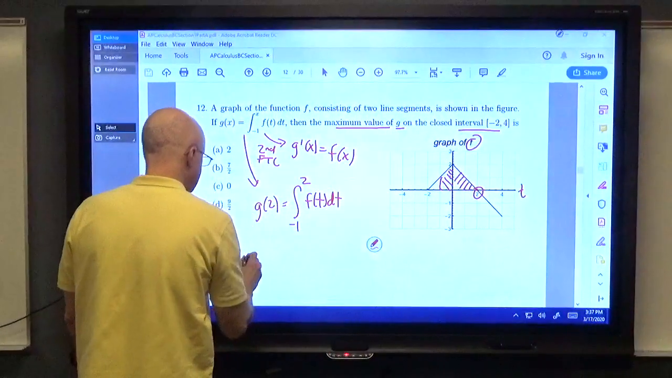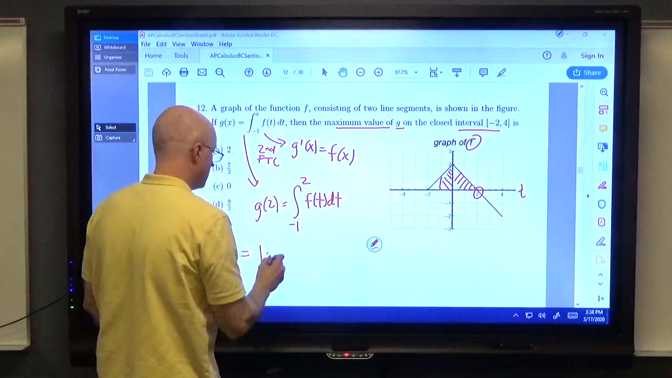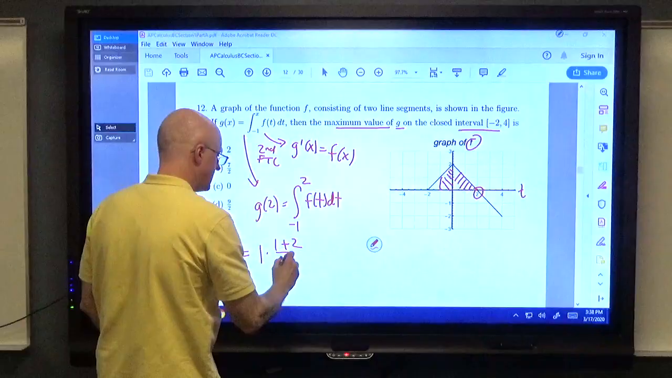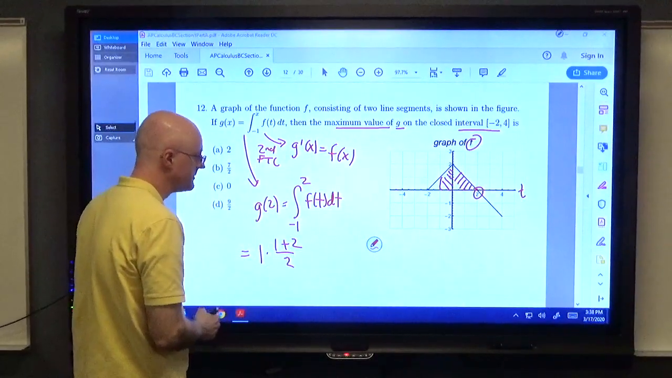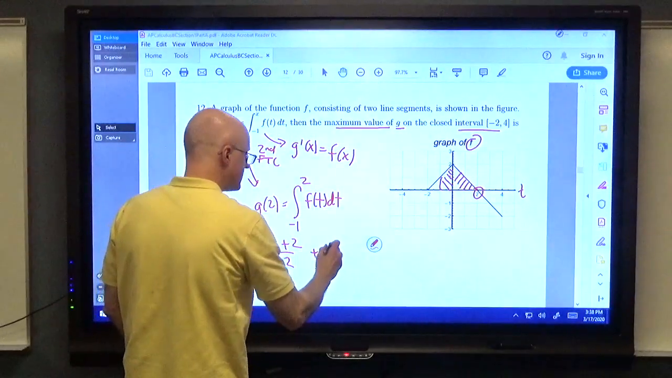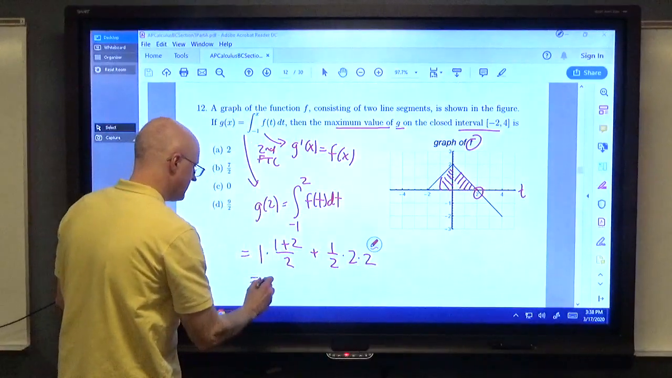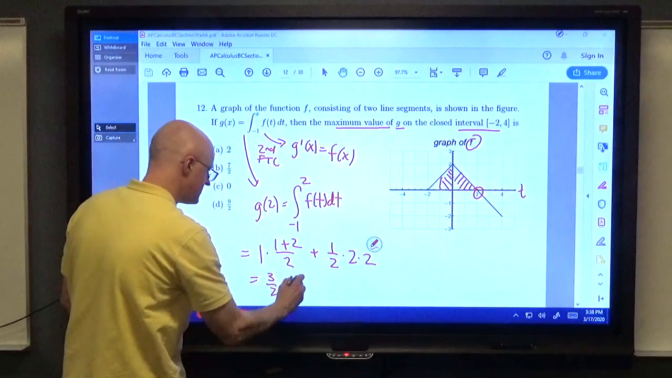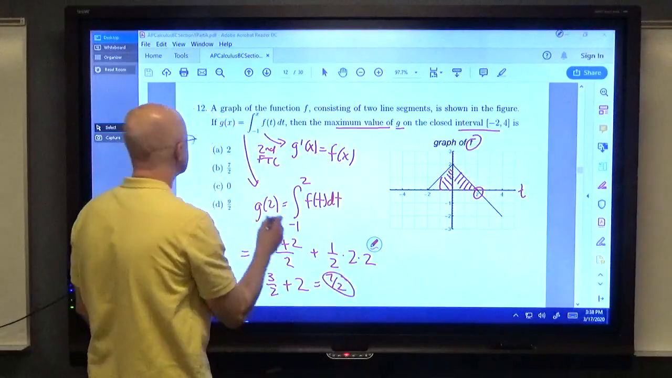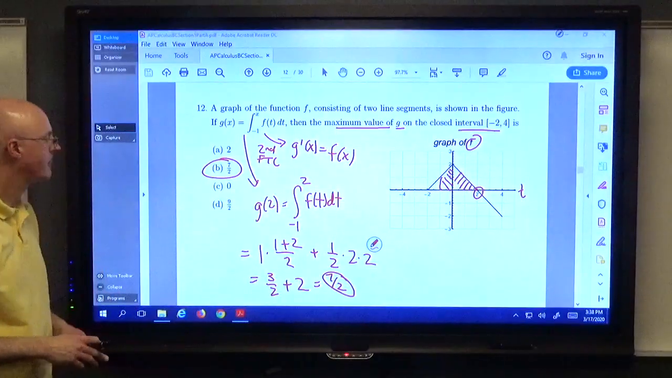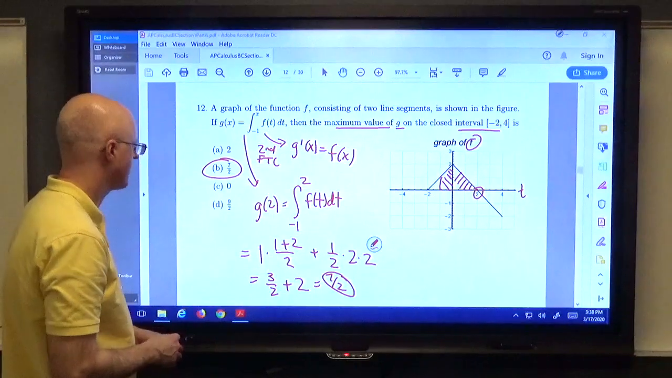The area of a trapezoid is the base times the average of the two heights. The heights are 1 and 2. The base is 1. The average of the heights is (1 plus 2) over 2. And the triangle has area 1/2 base times height. So we get 3/2 plus 2, which is 7/2. That's the answer, choice B. So if you know your content well, you can do it pretty quickly.